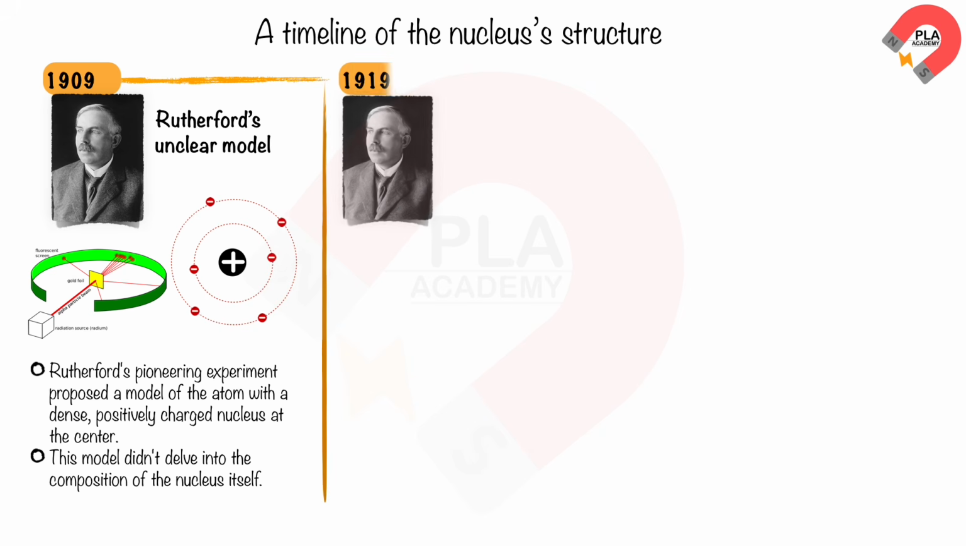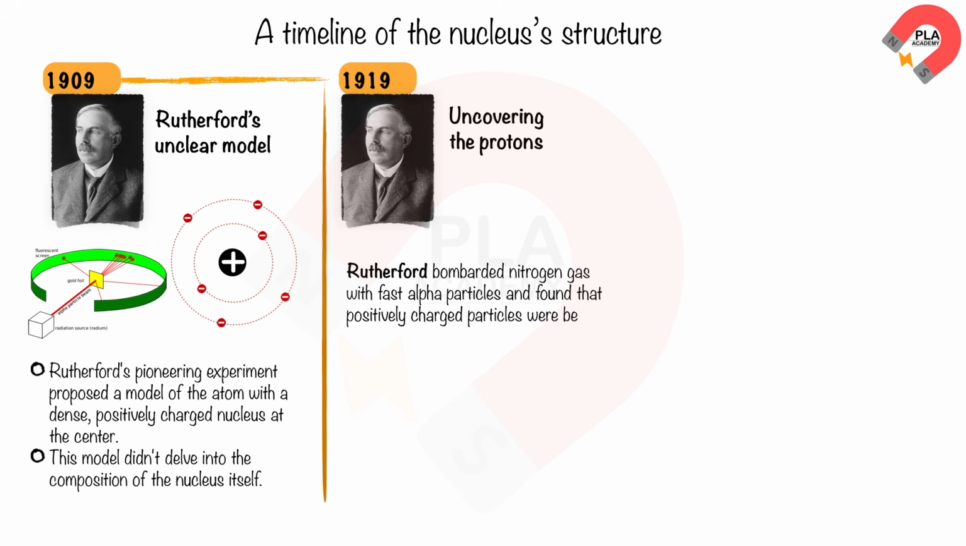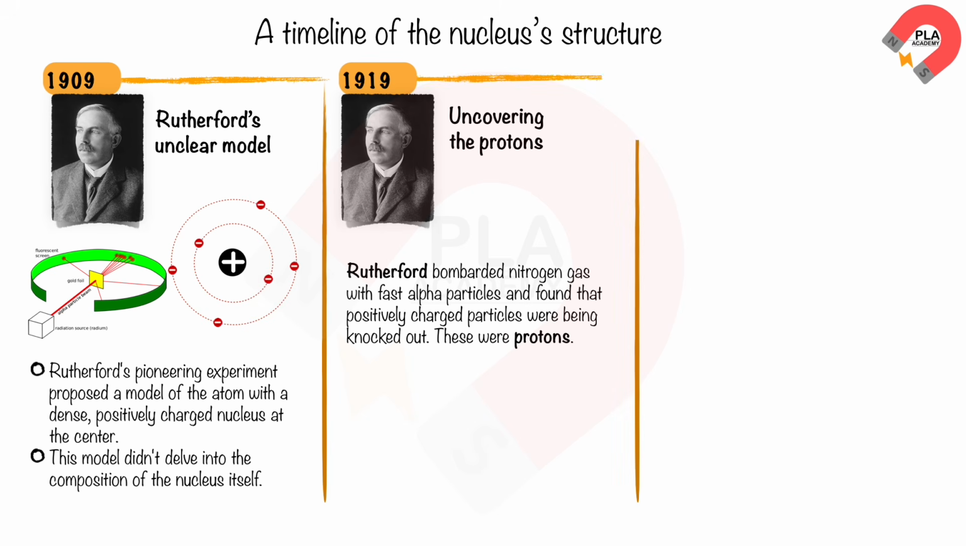In 1919, uncovering the protons. A decade later, Rutherford conducted another crucial experiment. He bombarded nitrogen gas with alpha particles and observed the ejection of positively charged particles. These ejected particles were identified as protons, revealing a key component of the nucleus.